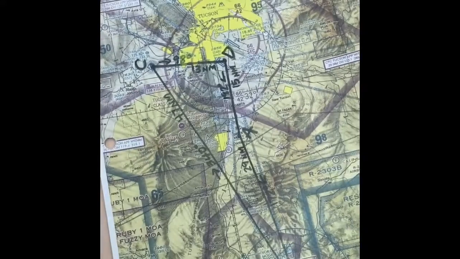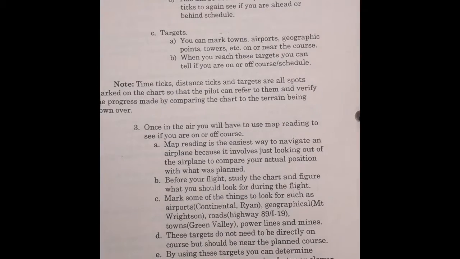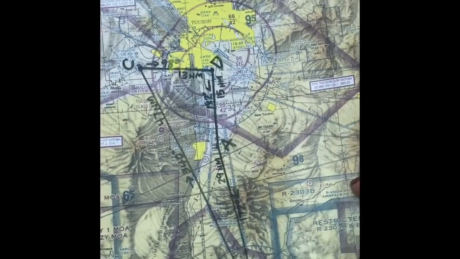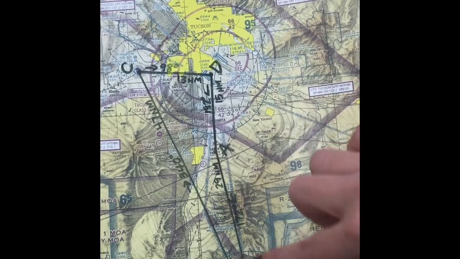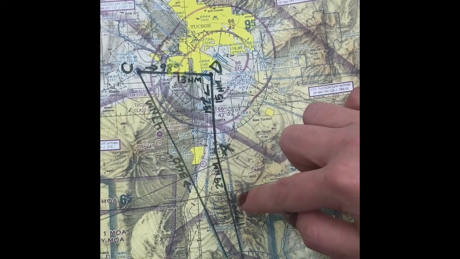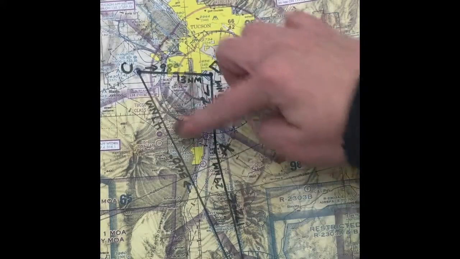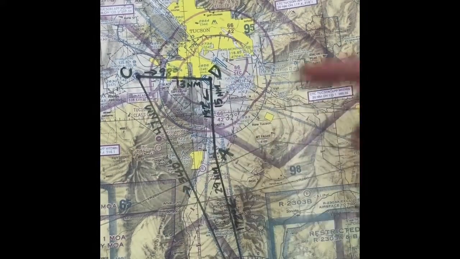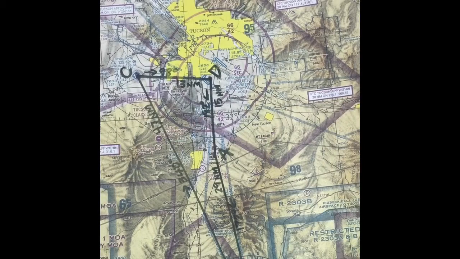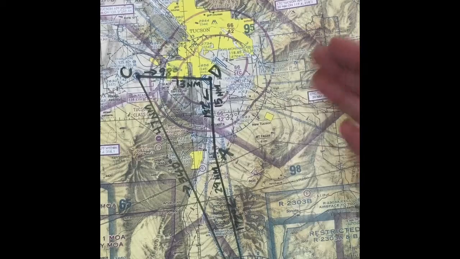Going back to my mountain example, that's kind of what they're talking about here. Before your flight, it's very important to study your map and figure out what you should be looking for during your flight. So going back to your Tucson map, we know that if we're going from here to here, we're looking for a mountain of some kind. If we're going here to here, we're looking for other things that are going over here. Yes, there will be a mountain, but it should be to the west of you. So if it's always to the west of you, you know you're on course.